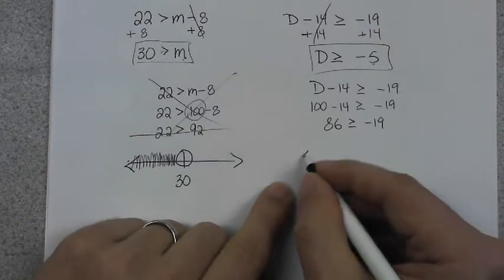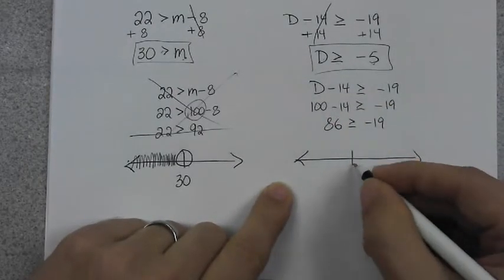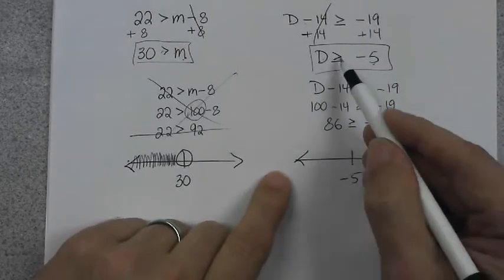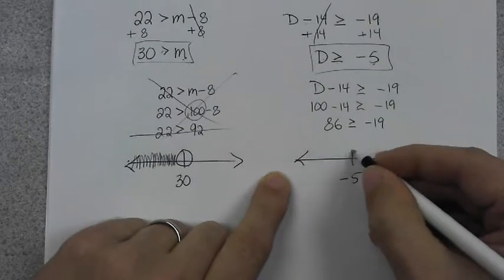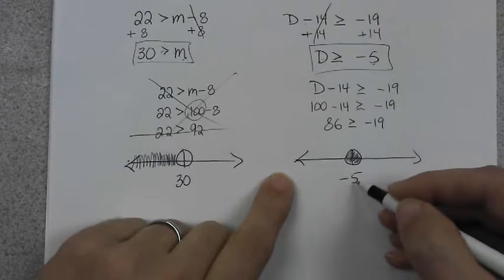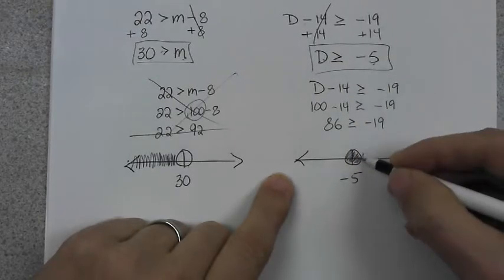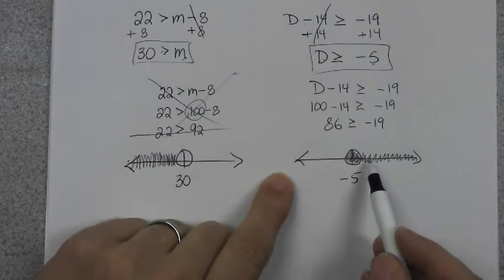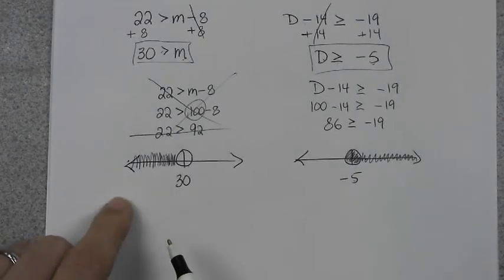Now on this side, I draw a number line, and I know d is greater than or equal to negative 5. So I'm going to indicate where negative 5 is, right there. That's as complicated as it needs to be. Now d is greater than or equal to, and since d can be equal to negative 5, when I put my circle there, I shade it in. The fact that it's shaded in tells me d can actually equal that number. But d can also be greater than it. So I shade in everything to the right. d is greater than or equal to negative 5. m is less than 30.